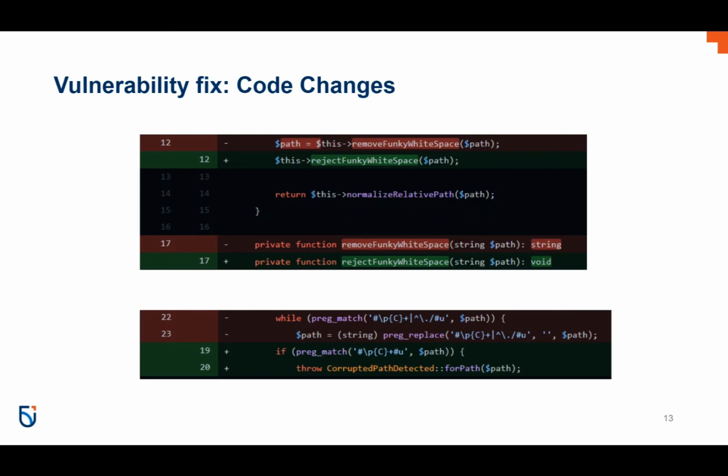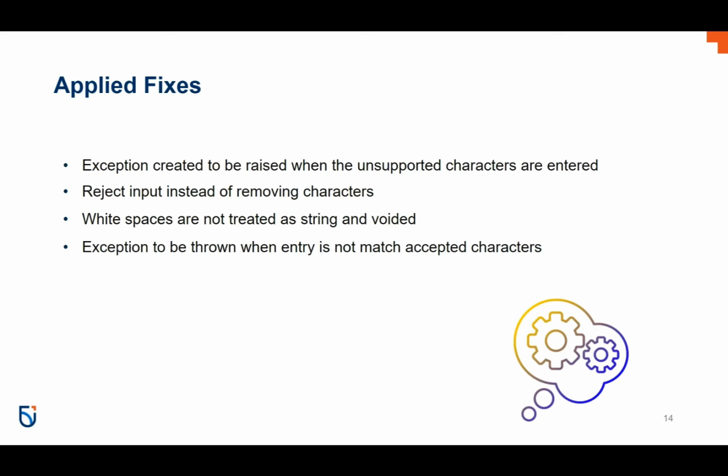To sum up, an exception was created that would be raised when the criteria is met. The code was changed to make sure to reject the input rather than remove the characters and replace them with white spaces. We also saw how the code was changed to throw an exception compared to its previous iteration. Ultimately, what we see is that next time a user will not be able to trick the system with a smartly phrased path name to bypass the system.